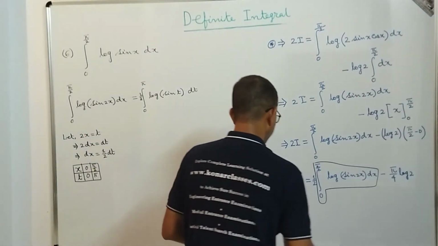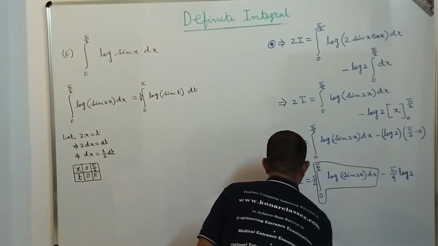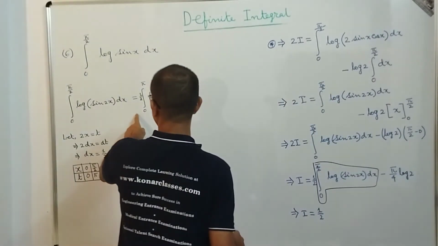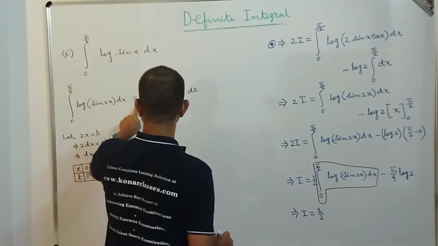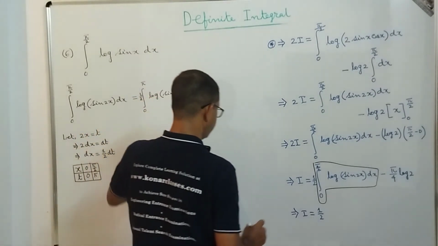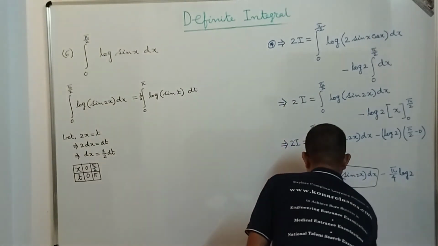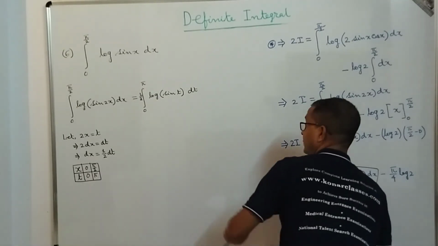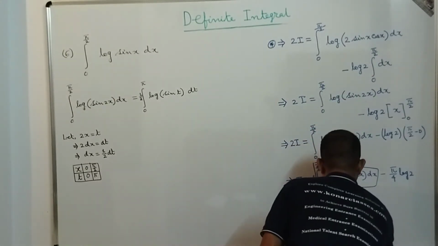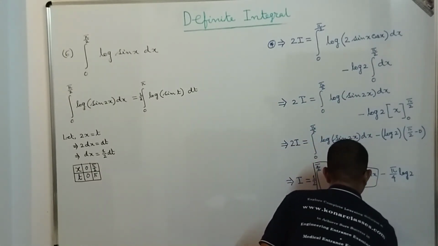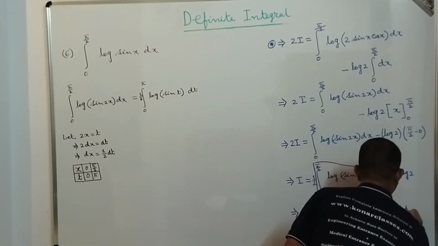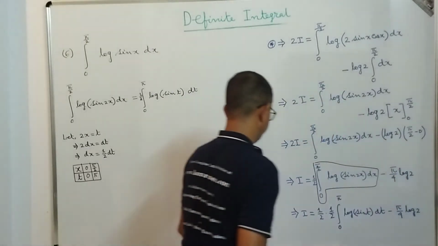So the value of I, this implies, is equal to 1/2 into the integral from 0 to pi/2 of log sin 2x dx, which equals 1/2 into the integral of log sin t dt, with a factor of 1/2, integration from 0 to pi of log sin t dt minus pi/4 into log 2.